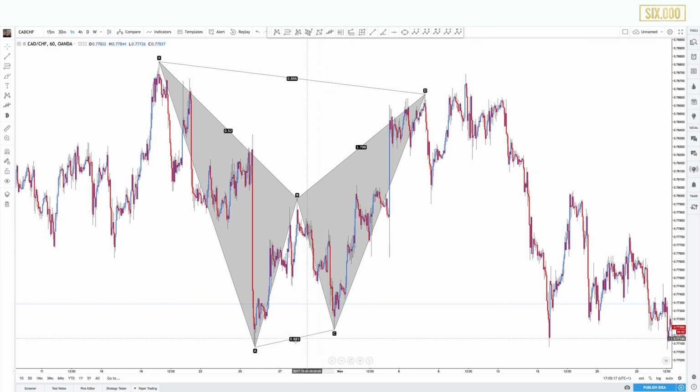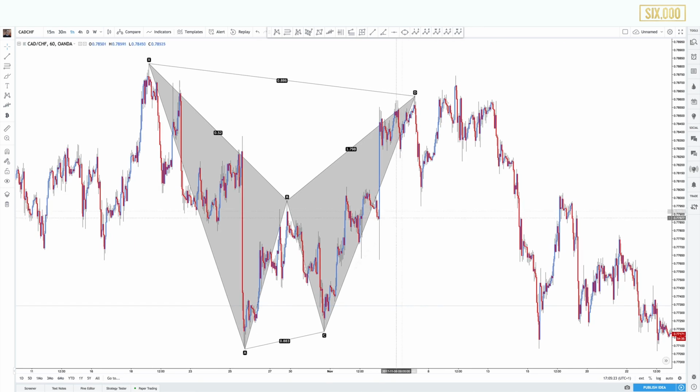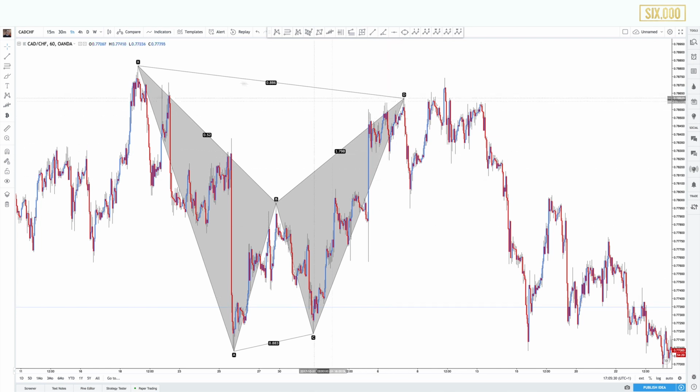We know this is a 0.886. Again, it's closer to the 0.886 than it is the 0.786. It almost confirms the exact ratio. I would definitely consider this an exact ratio alignment. We're always looking for the exact ratio for the X to A measurement, this retracement. We need price to test this XA retracement of 0.886, and this defines the potential reversal zone. It's a defining element in the Bat pattern.